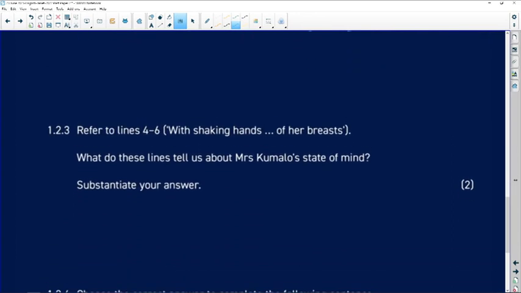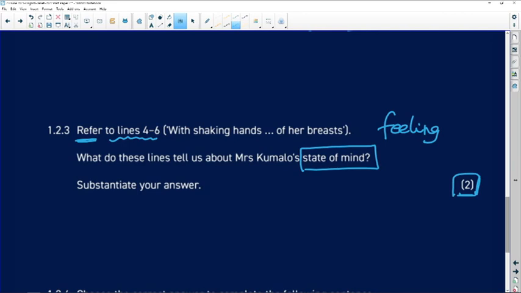Now we have a state of mind question. They will refer you to lines. You go back to the lines. State of mind is how is she feeling? You start with Mrs. Khumalo is. And you don't say something like she feels confused. Say she is confused. And then why? Substantiate your answer. Remember, refer to those lines.